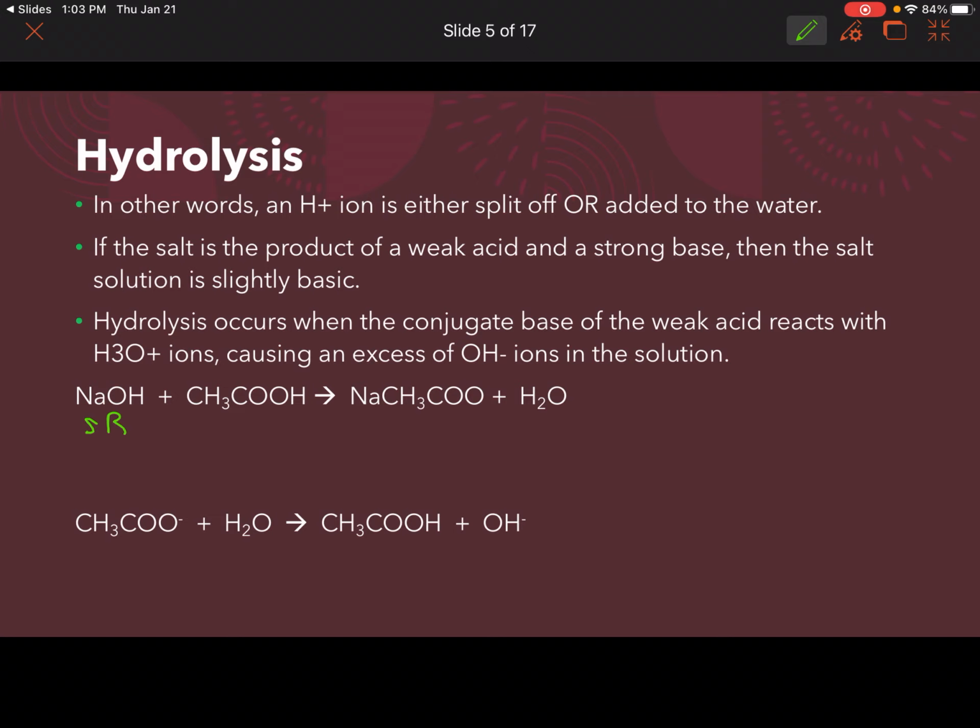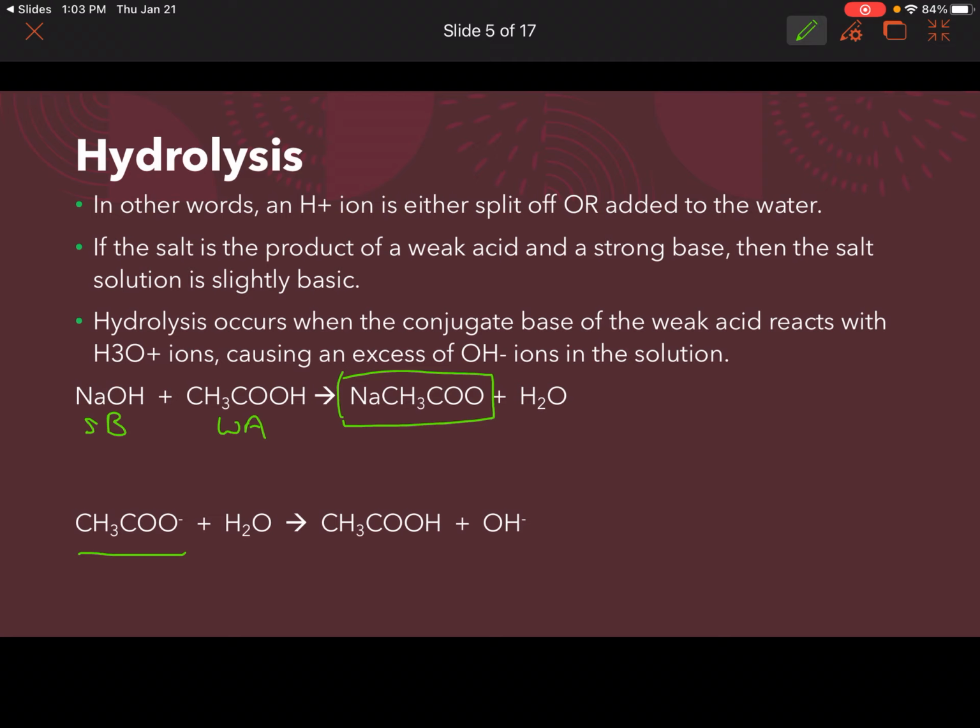So we've got a strong base and we've got a weak acid here. So we've got sodium hydroxide, our strong base, but now we've got a weak acid, which is our acetic acid here, and it's forming the salt, the sodium acetate here. So if we look at sodium acetate, this will dissociate into Na plus and CH3COO minus. So we know that we've got CH3COO minus in that solution.